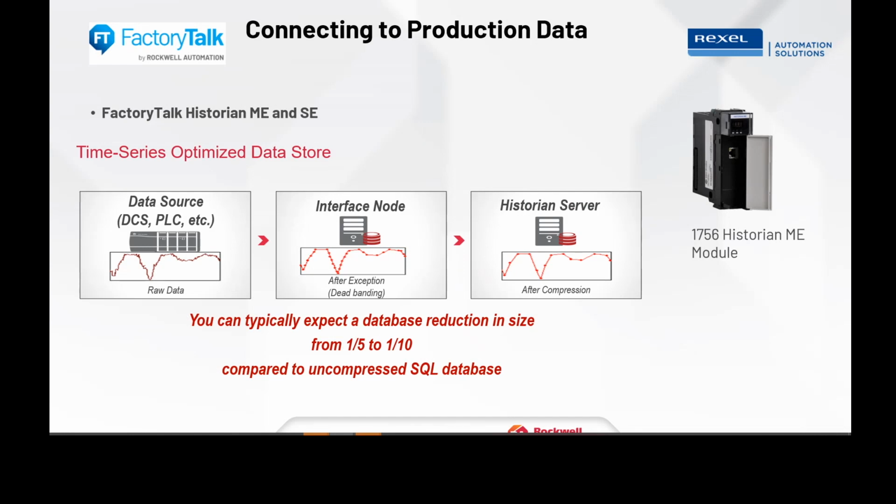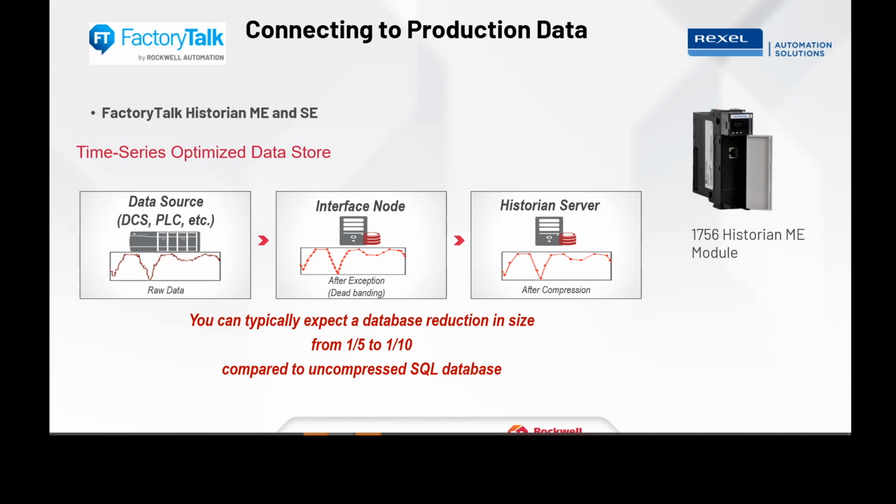So now we're switching gears to Historian. Those are some features built into VUSC V12 that can help you out. Now we're talking about Historian. We have two versions. What's called the Historian Machine Edition, or ME, module. That's this module on the right side. That's a 1756 module that would slide into your 1756 chassis.